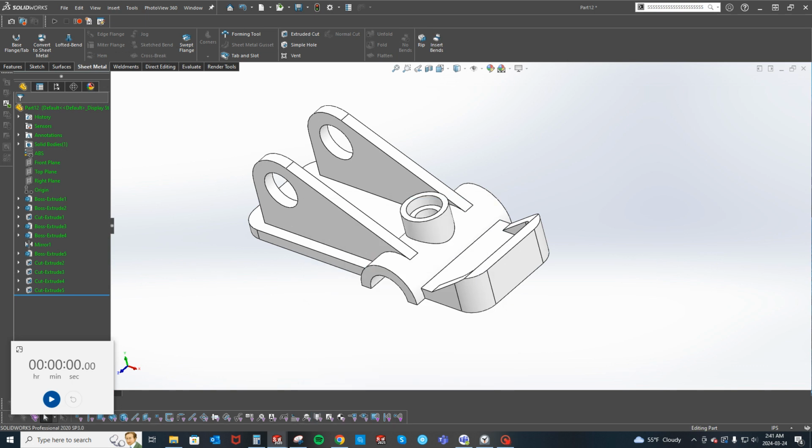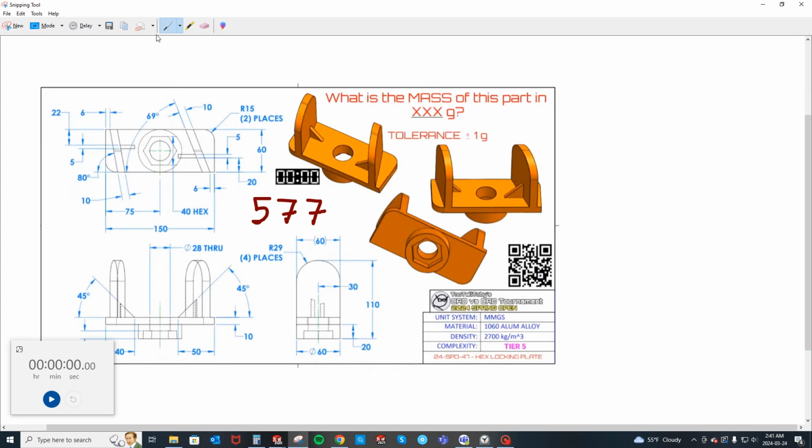Okay, what's up? I ran across another too tall Toby jewel here. This part is from match 4 battle 1. It's Chadwick versus Crispico. This part is called Hex Locking Plate. It's a tier 5 part. The mass is 577 grams plus or minus 1 gram. Sorry about that.